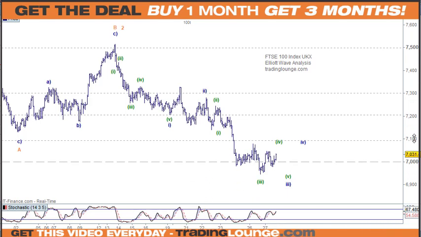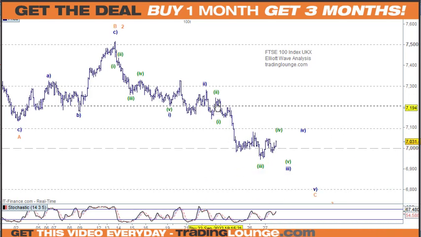But still, I know that, as mentioned, we've got 1, 2, 3, 4, 5 here. So as I mentioned yesterday, we're going to be going through a series of wave 4s here. So there's nothing I can sort of say or do about that. So that's where we are at the moment.